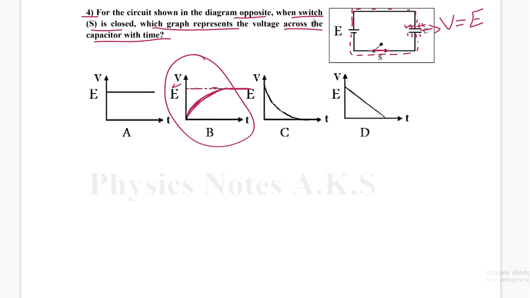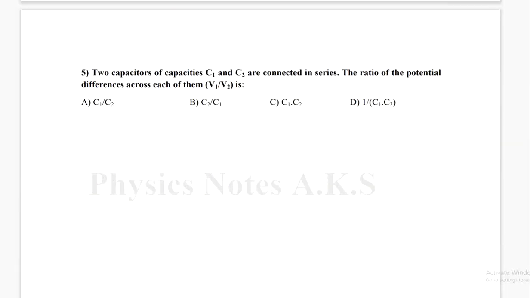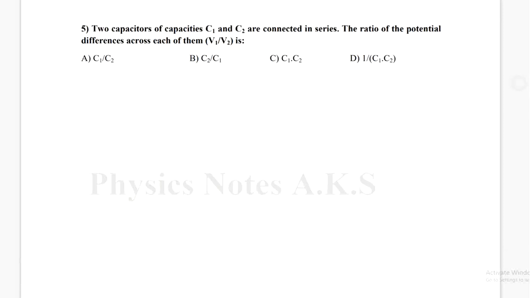I hope it's clear. I'm going to go directly to question 5 here. The question says, two capacitors C1 and C2 are connected in series. Please pay attention, in series. So the ratio of potential differences across each of them, I need the ratio of V1 over V2.